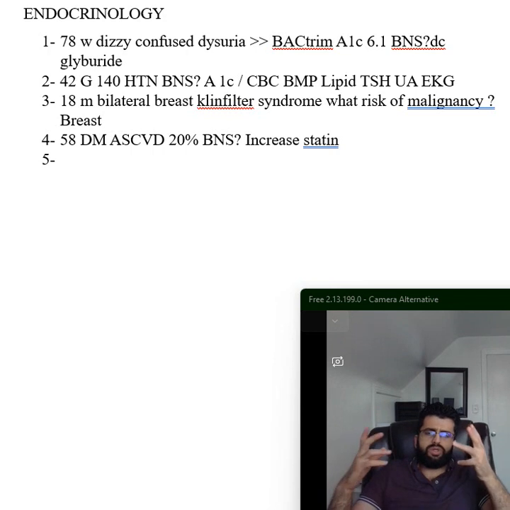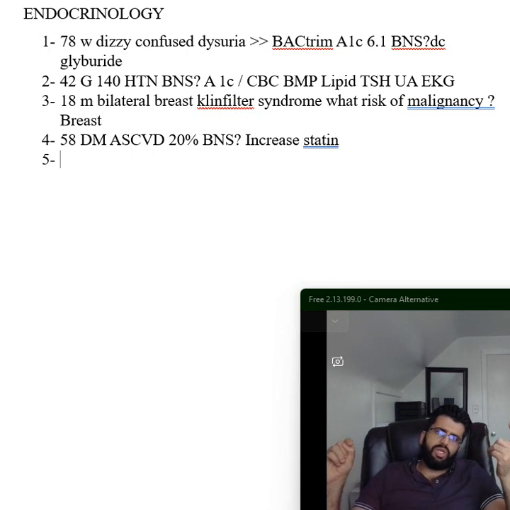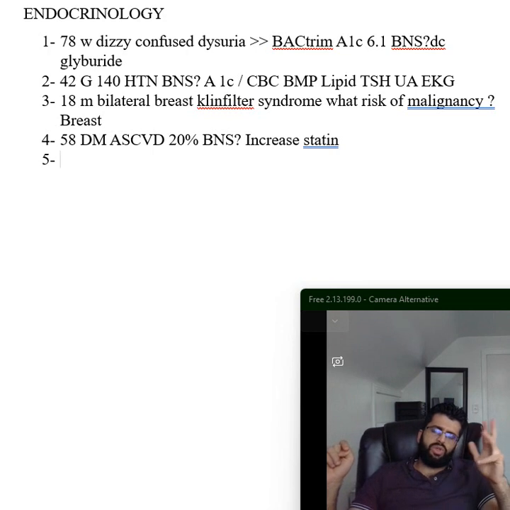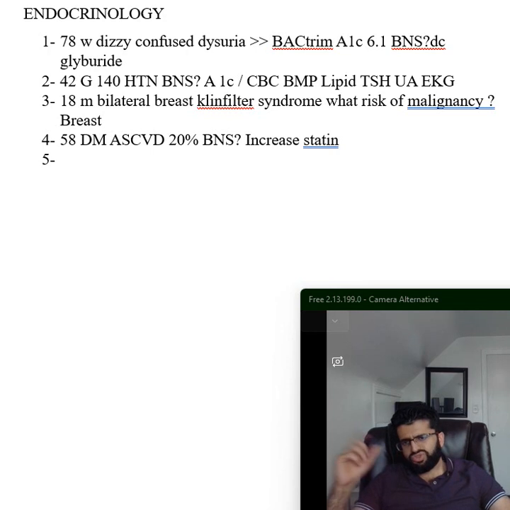Other patients that you want to increase the statin for: if LDL is more than 190, or if they have coronary artery disease and are younger than 75, or they have angina or stroke and are younger than 75, you want to increase the statin, along with risk factor modifications.